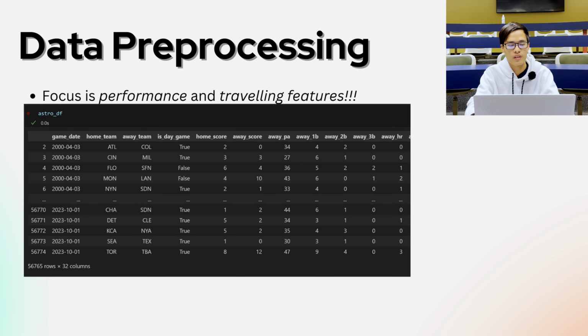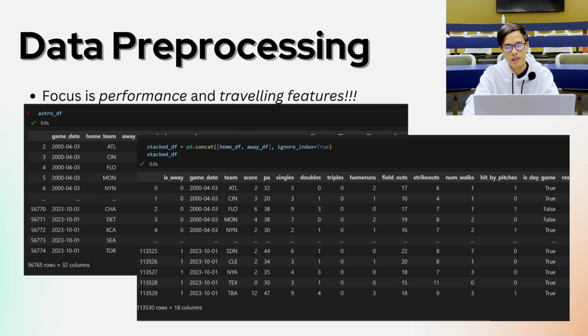This is the original dataset. As you can see, there are pairs of all the baseball game information. And this is when we separated them into different rows and changed the column names to merge both of them together.